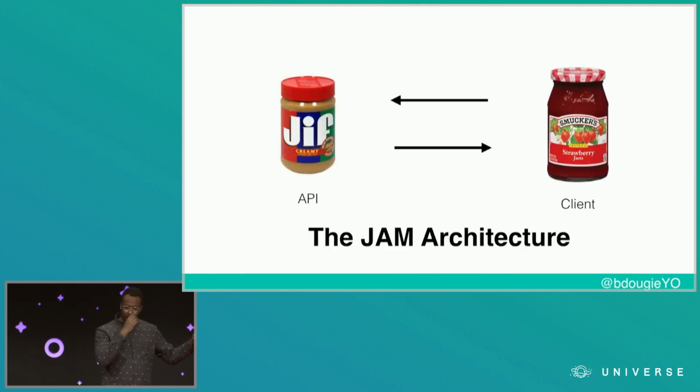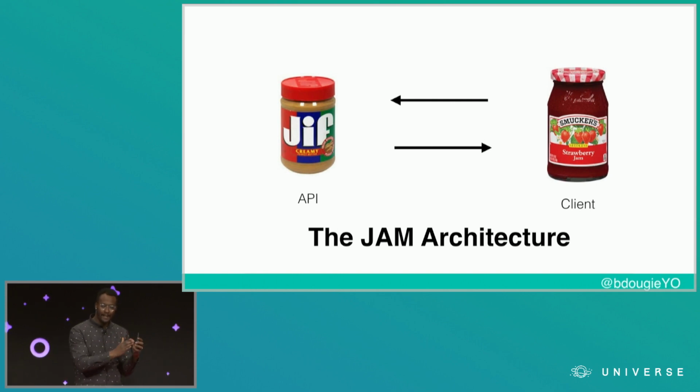So Jamstack really is just this. You just separate your front end and your back end. And so you have an API, and then you have your front end and your client. Your client could be a mobile phone.